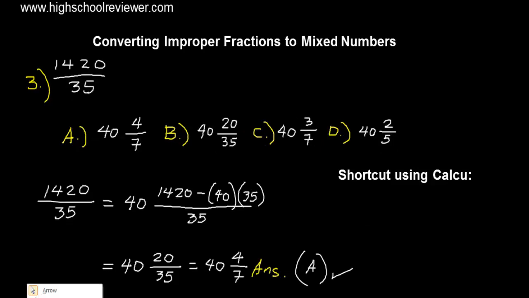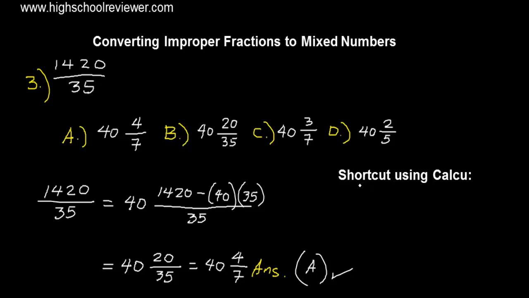Problem number 3, a new problem, 1420 over 35. These are the choices and the same steps. Divide the old numerator by the old denominator to get the whole number, and the same step is involved in finding the new numerator. For the new denominator, just copy the old one. This is not the final answer because this can still be simplified, 20 and 35. The final answer is 40 and 4 over 7.